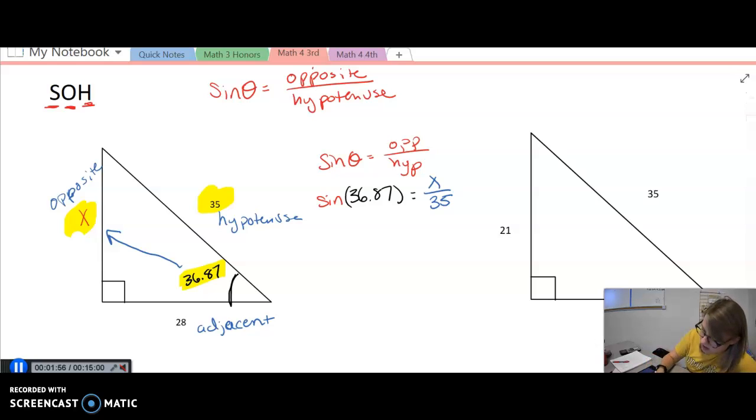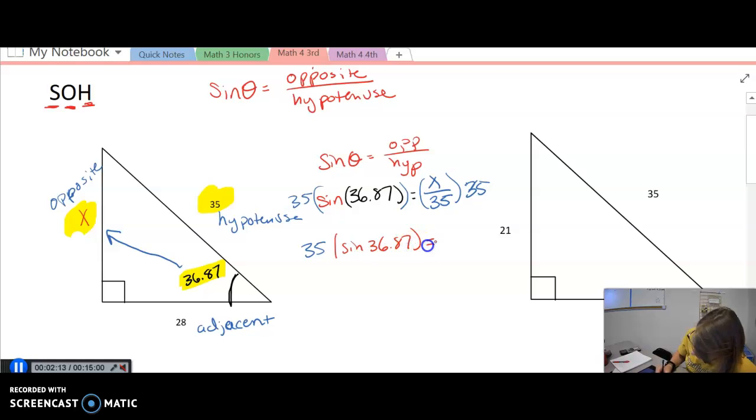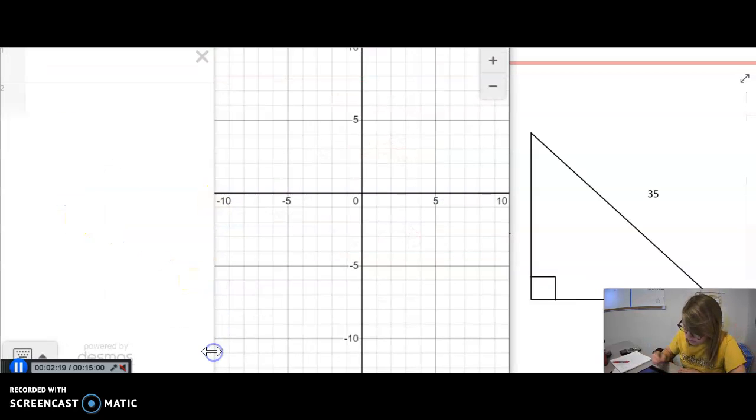So from here, I'm going to solve for X. I want to get it by itself, so I'm going to multiply by 35 to both sides. So then I have 35 times the sine of 36.87 is equal to X. And we can go ahead and put that into a calculator. So let's go to Desmos.